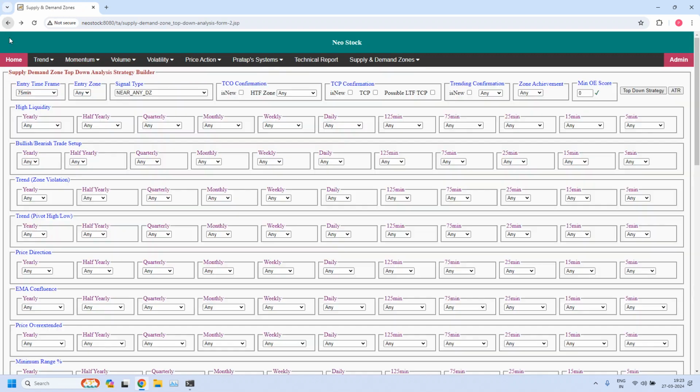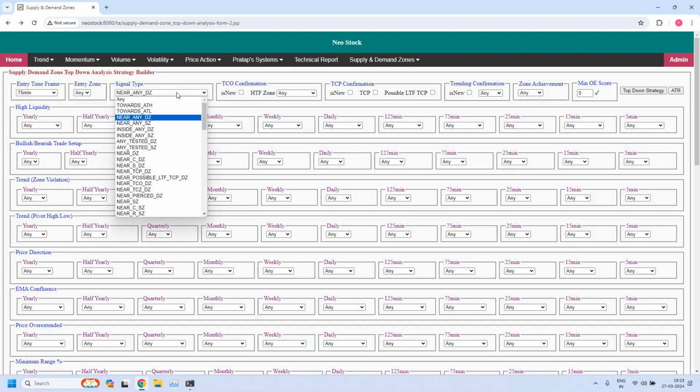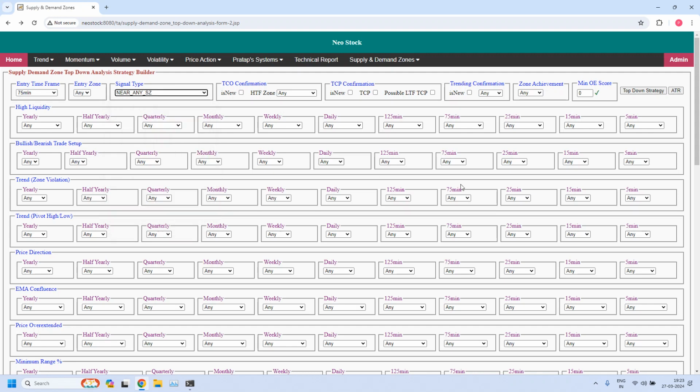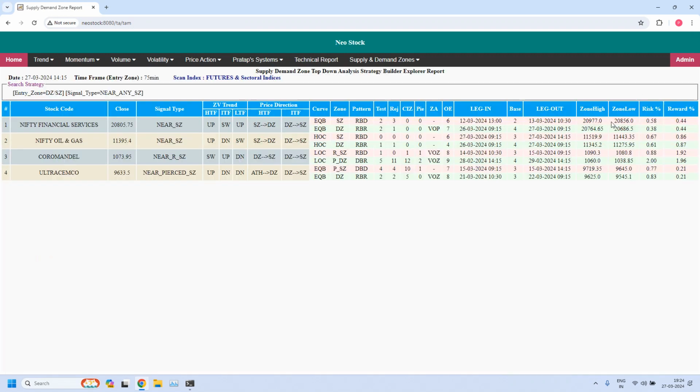Okay, I am going back. For 75 minutes time frame, let us find the stocks which are near to the 75 minute supply zone. So these 4 stocks are filtered. Let us identify high liquidity supply zones from this list. And we can't plan Coromandel because it is a pierced zone. Pierced zones we don't trade. That means we don't have any high liquidity 75 minute supply zones from this list.